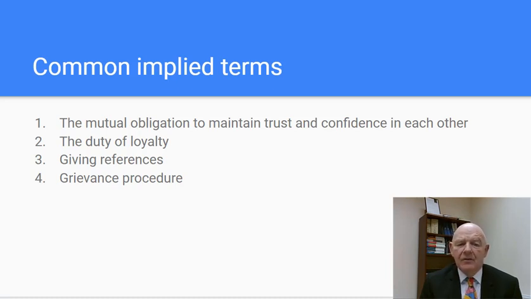There's also an implied term that there will be a grievance procedure in the workplace. In other words, that whatever complaints or worries or issues an employee might have, he or she has the opportunity to ventilate those issues in the workplace.